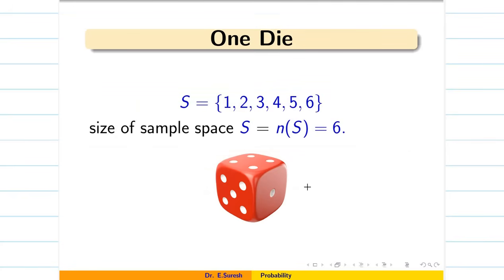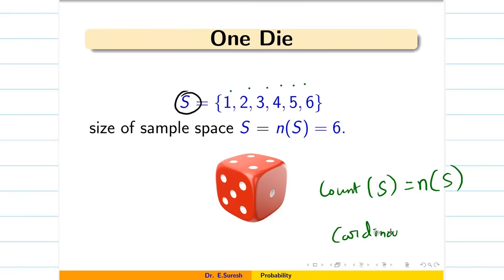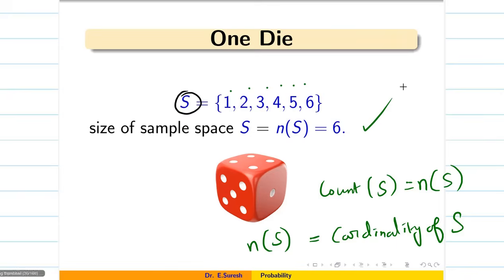Okay, next what we are going to do: here my sample space is S. How many elements does it contain? 1, 2, 3, 4, 5, 6 elements. So to count the number of elements in S, we are going to define n(S). People say this is the cardinality. The cardinality of the sample space S, I am going to represent as n(S). So for one die it is going to be 6.